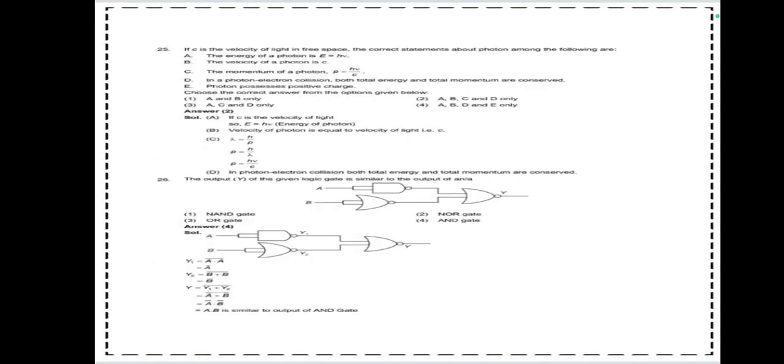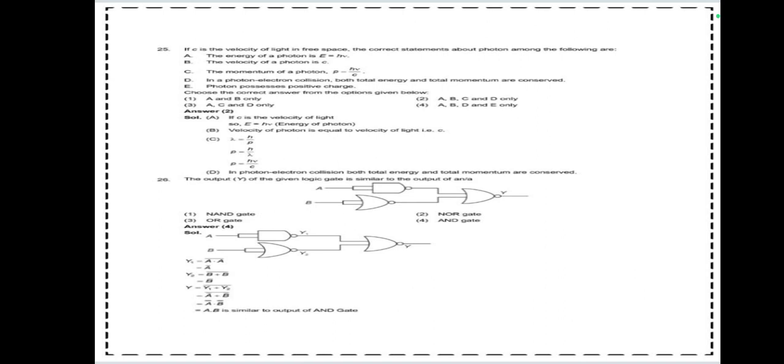Question number 25. If c is the velocity of light in free space, the correct statements about photon among the following are: choose the correct answer from the options given below. Answer is 2, A, B, C, D only. The energy of photon is E equal to h nu. The velocity of photons is c. The momentum of photon is p equal to h nu upon c. In a photon electron collision, both total energy and total momentum are conserved. Answer is 2, A, B, C and D only.